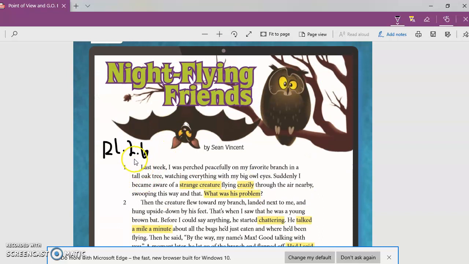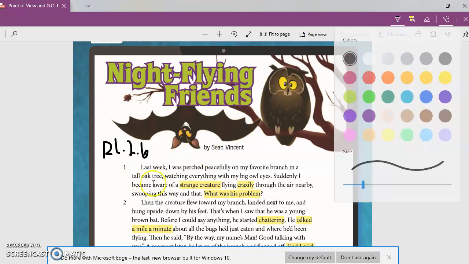All right, so last week, I was perched peacefully on my favorite branch in a tall oak tree, watching everything with my big owl eyes. Suddenly, I became aware of the strange creatures flying crazily through the air nearby, swooping this way and that. What was his problem?